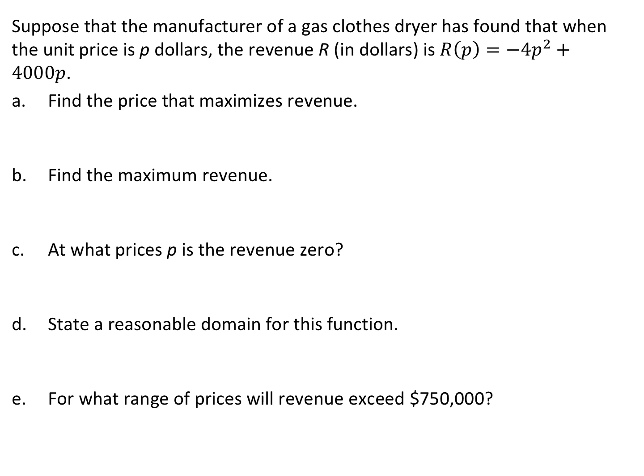So A through D are all review of previous sections, specifically last section. And then we can talk about E: for what range of prices will the revenue exceed 750,000. But go ahead and pause the video and do A through D.